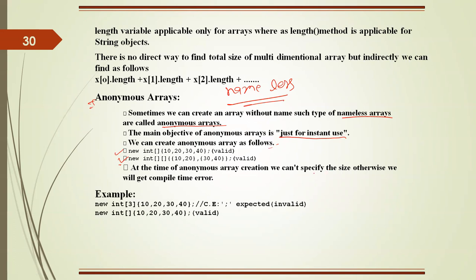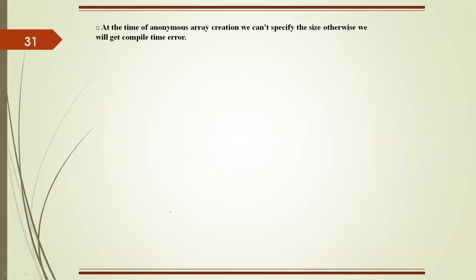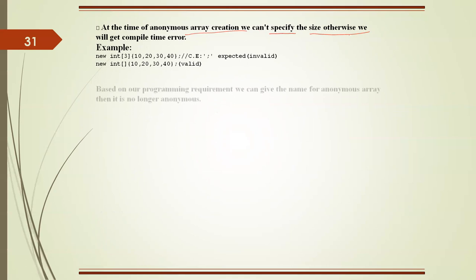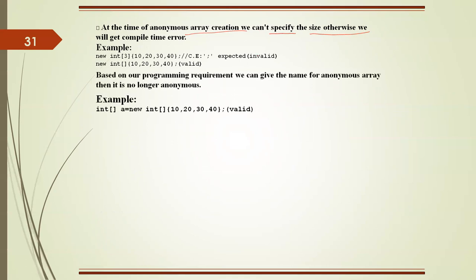If you declare it like this, this is valid, size is not needed. At the time of anonymous array creation, we can't specify the size of the array, otherwise we get a compile time error. Based on our programming requirement, we can give a name to the anonymous array, and then it is no longer anonymous.